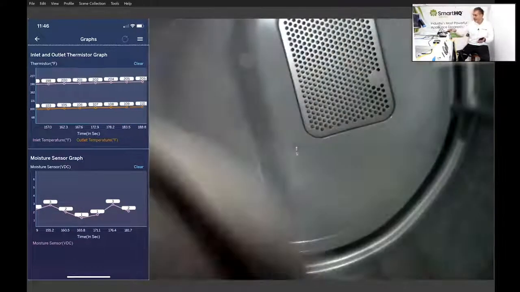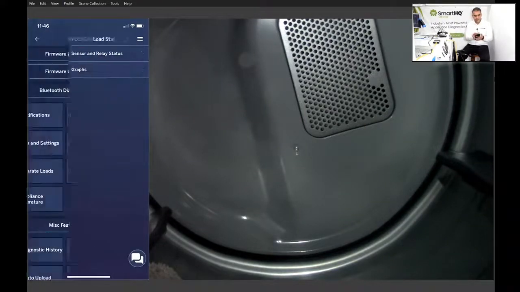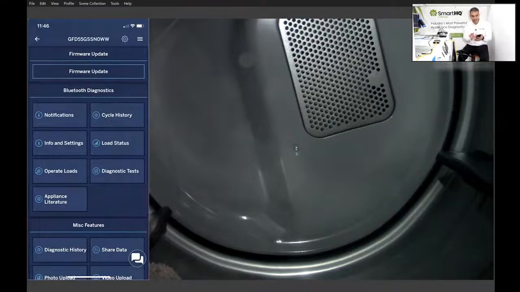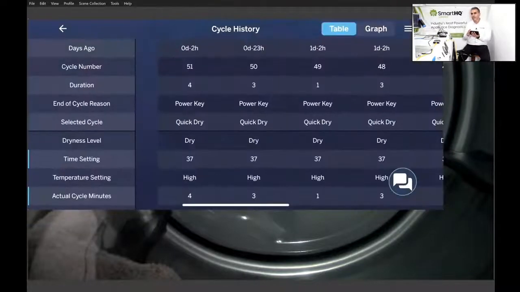All right, so let's go ahead and pause this for a little while. And one more thing that I want to show you here, my friends, is within the application, we can also see something else here in the cycle history. So I'm going to go back and press the cycle history button. There it is. And we're going to turn the phone, see if we can see the data more clearly. Yes, we can see it.